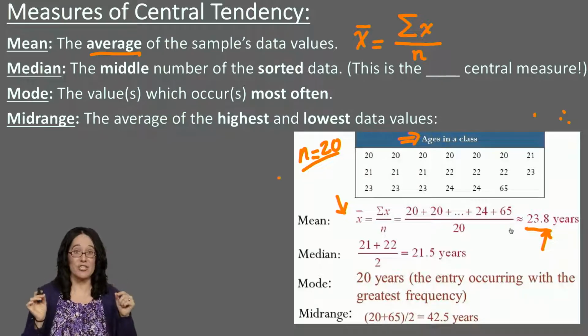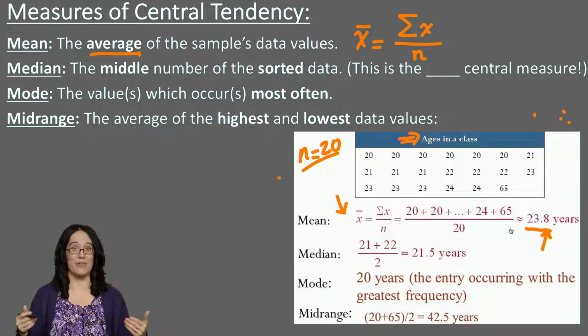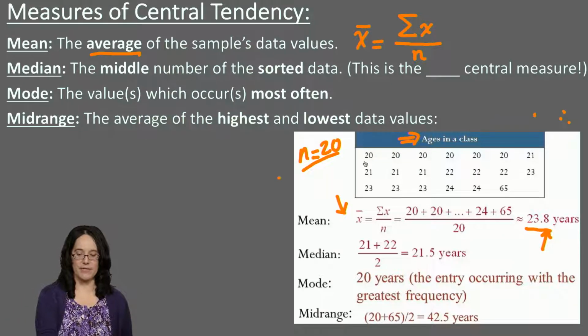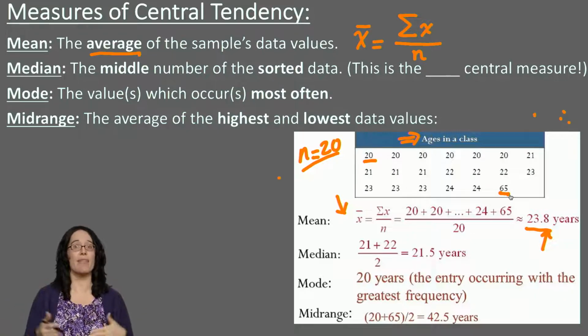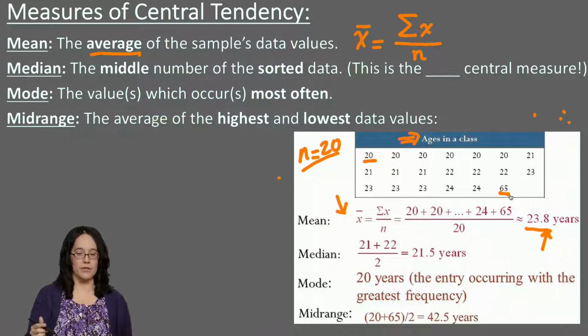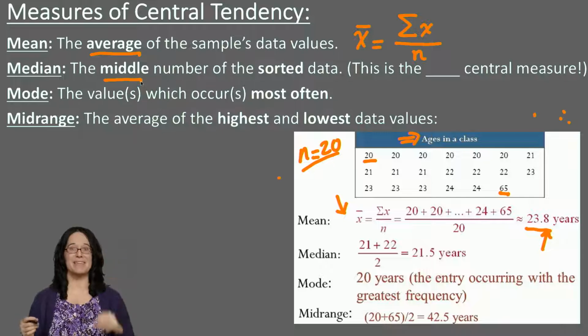Now, there is a catch, okay? The catch is your data has to be what we call sorted from low to high. So you notice here all of the data started at the lowest value of 20 and went up to the highest value of 65. If your data is not sorted, you cannot find the median right away. You have to first sort your data and then look for that middle value. So that middle number, if it's easy to find, it'll be right in the middle, is your median.